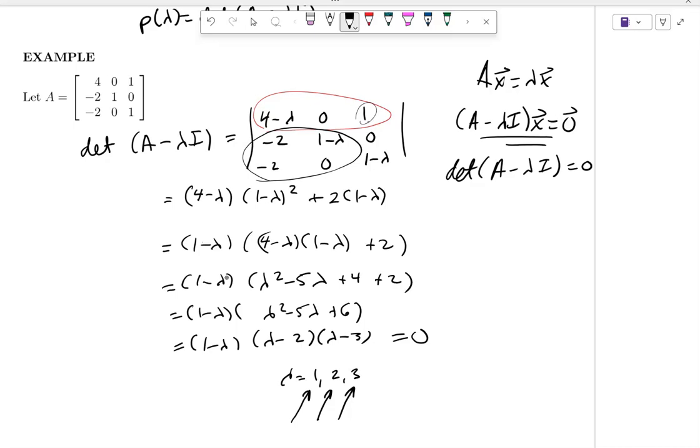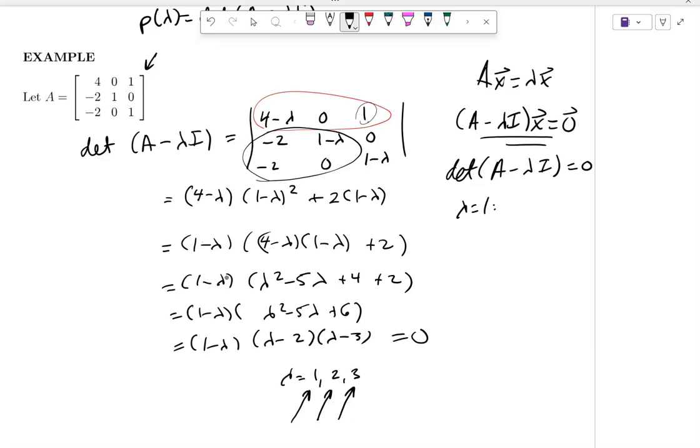So if we want to figure out what the eigenvectors are associated with each of those, then I'm going to go back to my original matrix. I'm going to subtract off those values off the diagonal, row reduce, and write down the solutions to the homogeneous system. Okay. So let's start with 1 first.